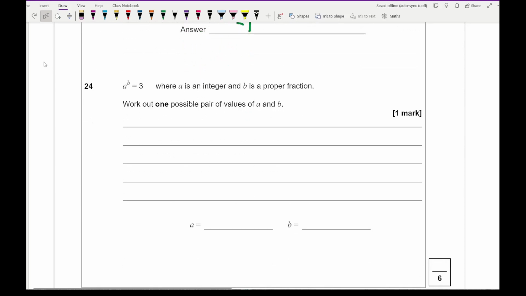Then moving on to question 24, it says A to the power of B equals 3, where A is an integer, B is a proper fraction, and it says work out one possible pair of values of A and B. So the key thing is that B has got to be a fraction. So we're going to be using roots to work that out. So what rooted to what gives you 3? Now the most common one I would say is the square root of 9. So possible answers of A and B that you could give are 9 and the power of a half.